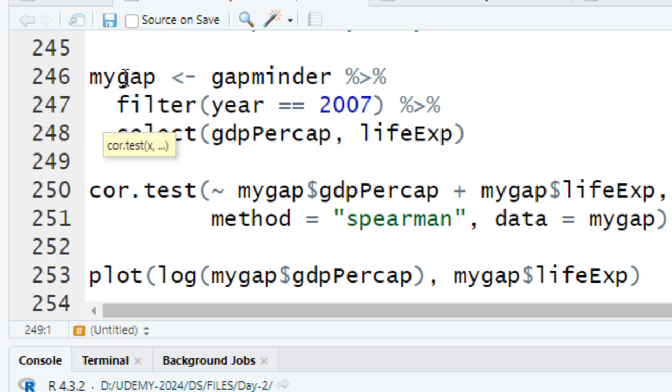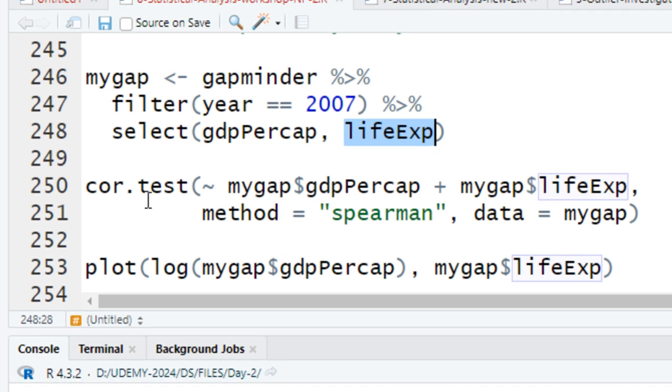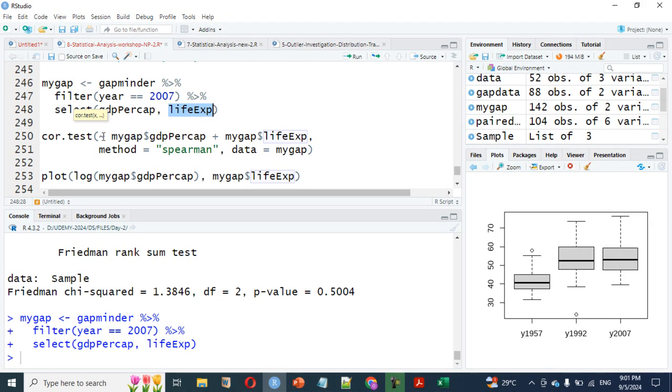Now, because we have a new data set which we have filtered, that's what we use here. It has these 2 variables inside. So we have cor.test. Now we use this method. Then this symbol must be here. Then we say my gap dollar GDP per capita, plus my gap dollar life expectancy. We pass it here.